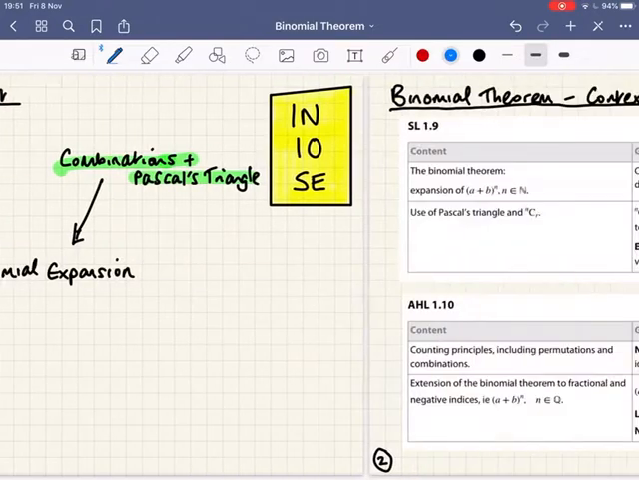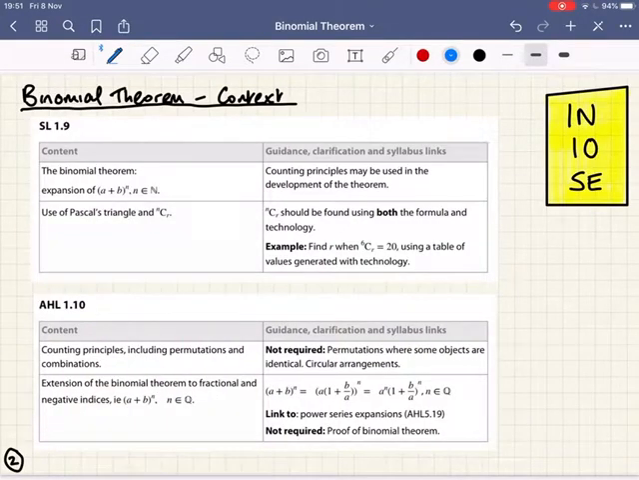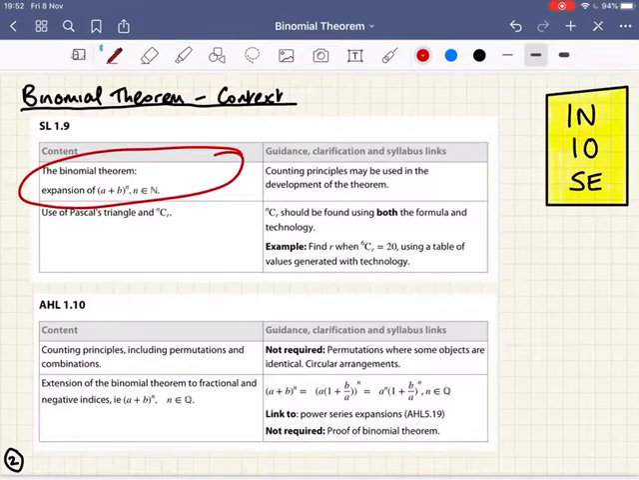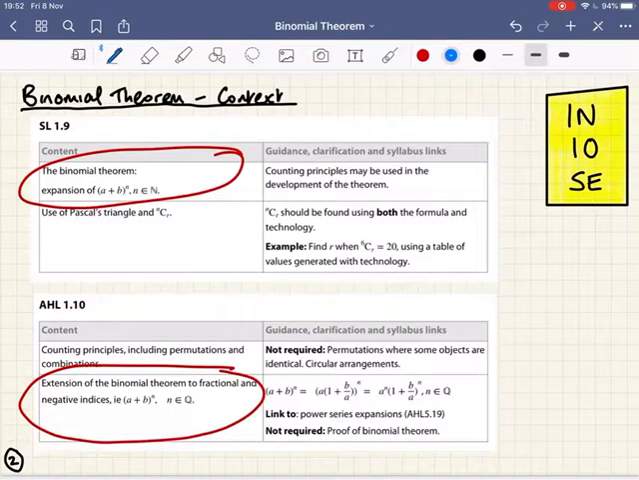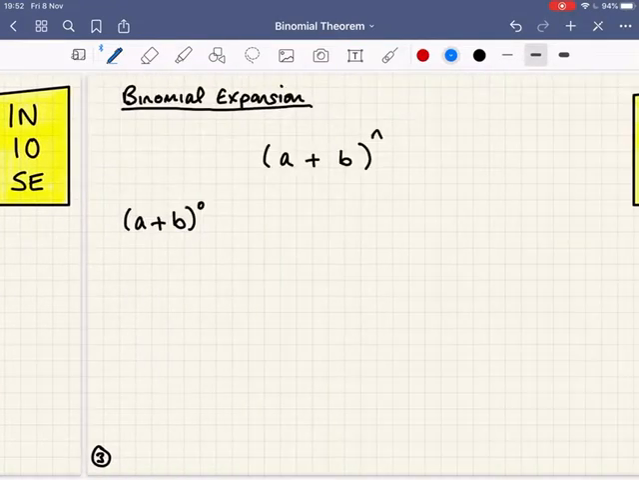And sure enough, there is the binomial theorem as it is listed in the syllabus document. You'll see there's the standard level component, simple binomial theorem expansion there, SL 1.9, and for the higher level students, there's the extension of the binomial theorem that we'll be dealing with later. So, just for this session, just an introduction to what the binomial theorem is about.